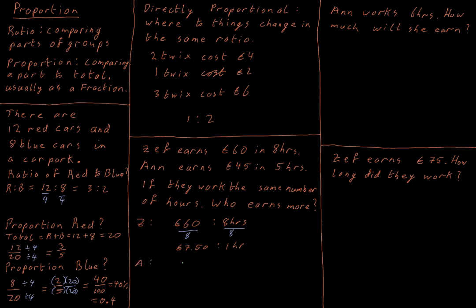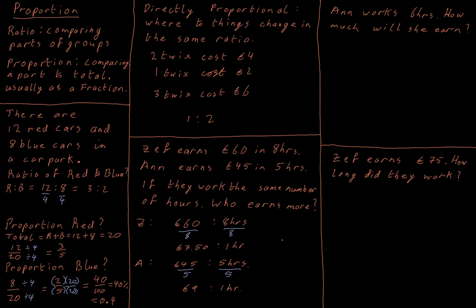How much does Anne earn? Well, she earns €45 in 5 hours. So how would I work out how much she earns in 1 hour? I divide by 5. If I wanted to know how long it took her to earn €1, I'd divide both sides by 45, because 45 divided by 45 would give me 1. But here I want to know what 1 hour gets me in euro. So I divide 5 into 5 and I get 1. So in 1 hour, Anne has earned €9. So now I can very easily see, because I'm comparing like with like.